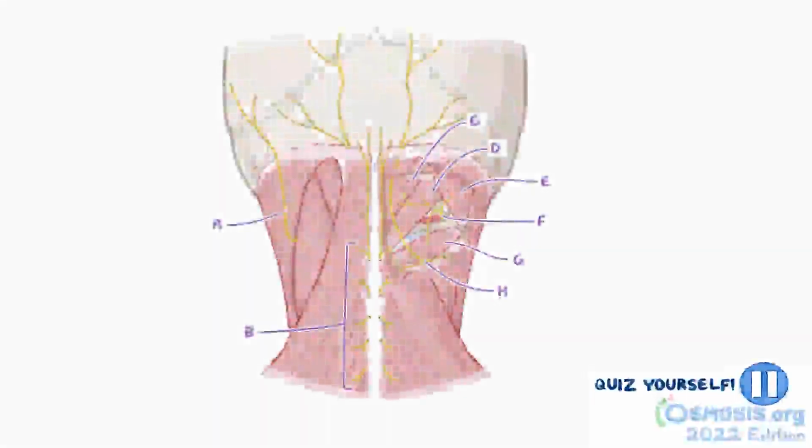And now, just a quick quiz before the recap. Can you recall the 4 suboccipital muscles and the nerves in the suboccipital and posterior cervical regions?